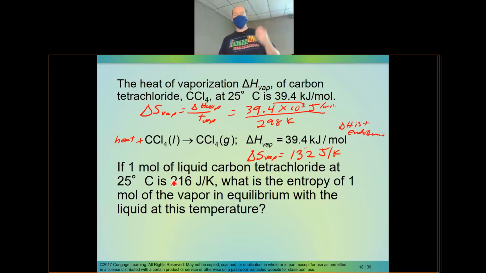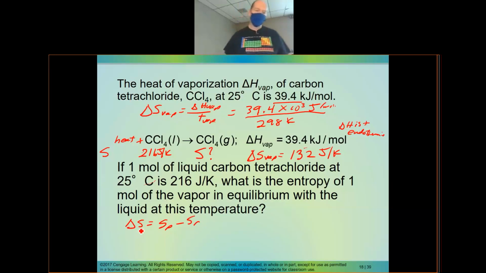All right, so now we have our delta S, and it says that the liquid carbon tetrachloride at 25 has an S value of 216. So we look on our chart. The liquid is given, the gas is not. So the S value here, that is the question. It is not listed on the chart. But we know for any reaction, the delta S is equal to your products minus reactants. But we have our answer for delta S. It is 132.